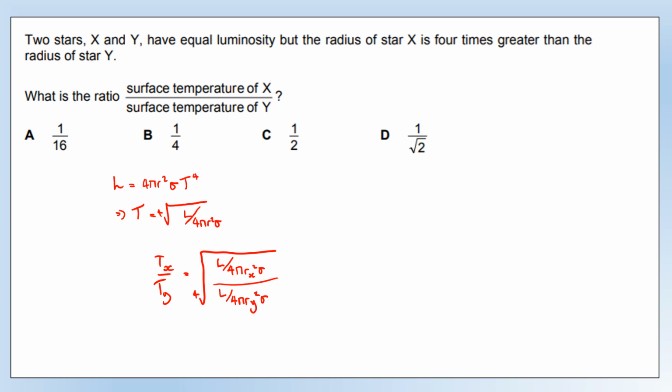At this stage we can cancel lots of things. We can cancel the L and get 1. We can cancel the 4 pi and we cancel the sigma. Because it's 1 over, that Ry is going to go up to the top line. So it's going to be Ry squared over Rx squared that we're taking the 4th root of, which is the same as doing the square root of Ry over Rx. And we're told X is 4 times greater than Y, so that's effectively doing the square root of a quarter, which is 1/2. So that's clearly option C.